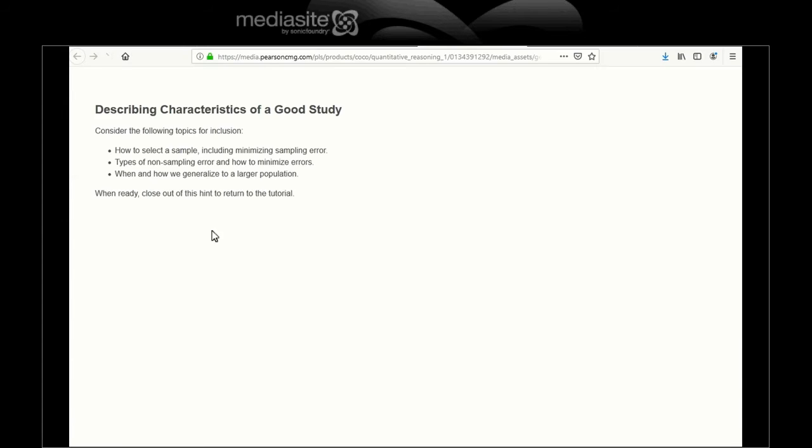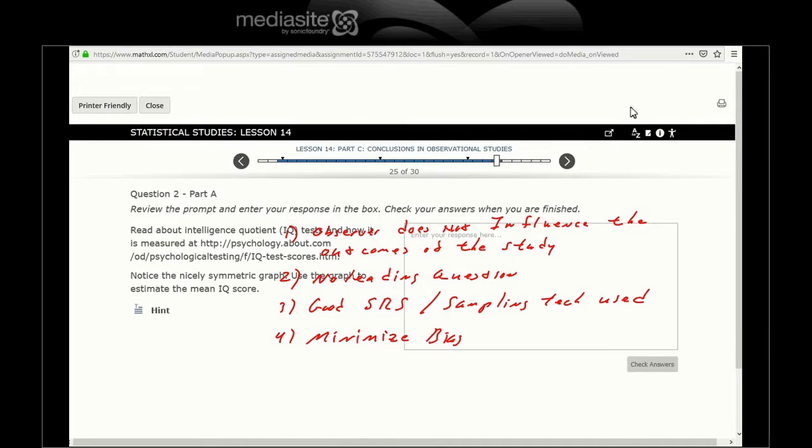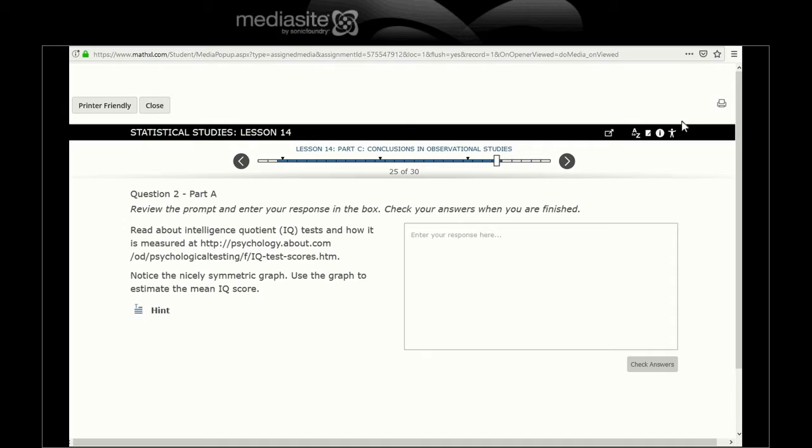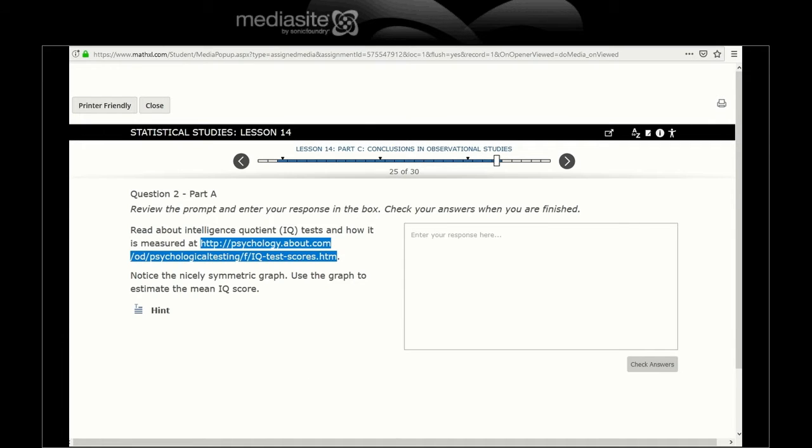What's some of the hints? Okay. Review the prompt and enter response in the box. Read about intelligent quotient test and how it is measured. Notice the nicely symmetric graphs. Use the graph to estimate the mean IQ score. So let's go get this guy.